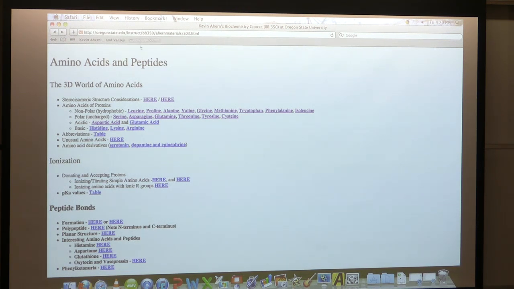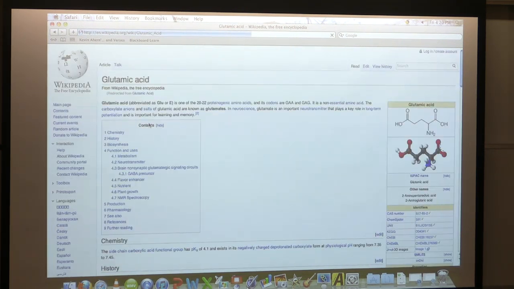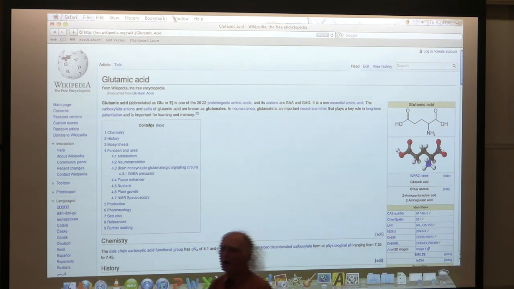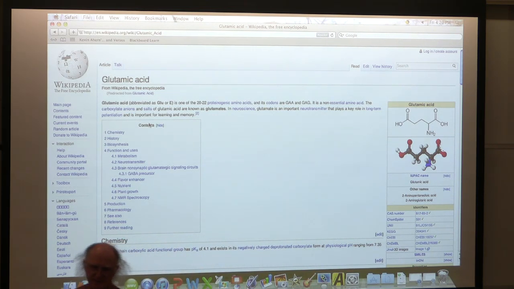All right, glutamic acid. Very similar to aspartic acid, there's another carboxyl. So we see that the R group in both of these has a carboxyl. This R group can ionize in both cases. Okay.